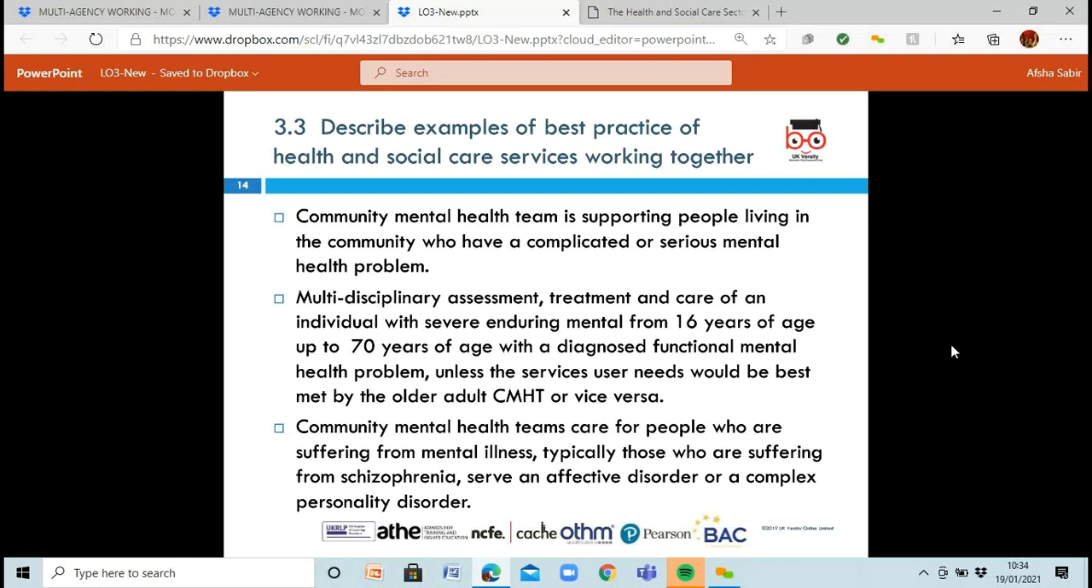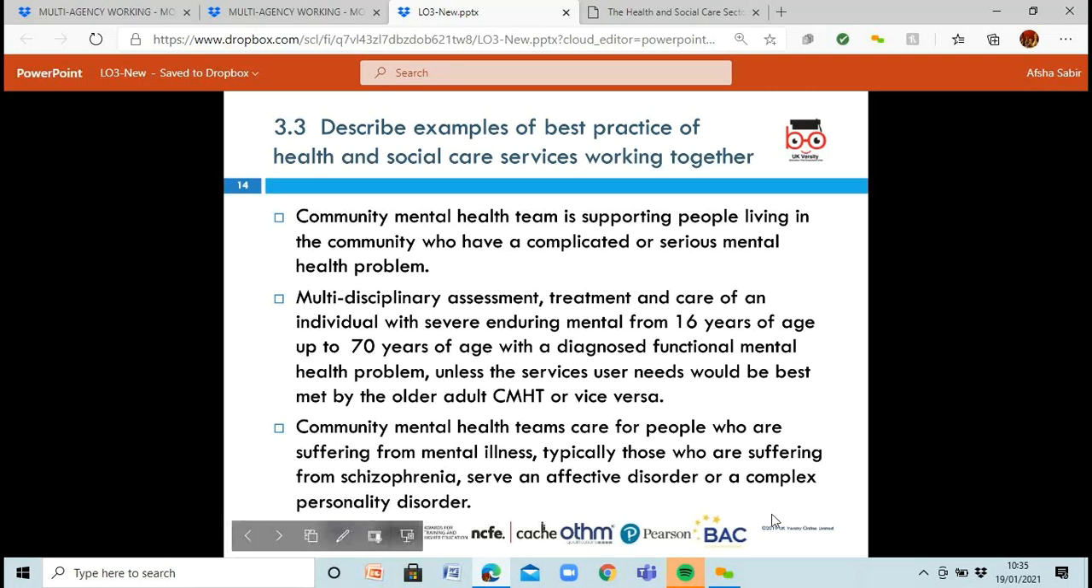Thank you. So we've got a multidisciplinary assessment. So what they do is they give treatment to people from 16 years and above. So normally it's 16 to 70. And these are individuals that might have been diagnosed with a mental health problem. So normally it's the community mental health team that will support them, unless it's an adult and it'll be just the adult version or the younger person version.